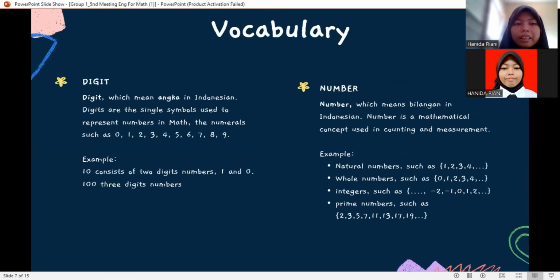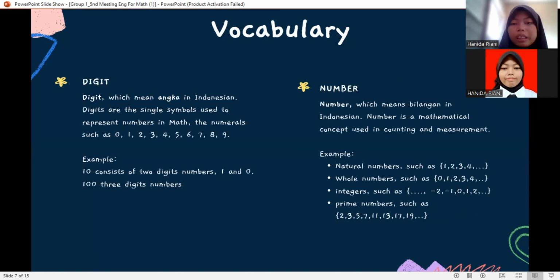Number 9, digit. Digit, which means angka in Indonesian. Digits are the single symbols used to represent numbers in math. The numerals such as 0, 1, 2, 3, 4, 5, 6, 7, 8, and 9. Example, 10 consists of a two-digit number: 1 and 0.